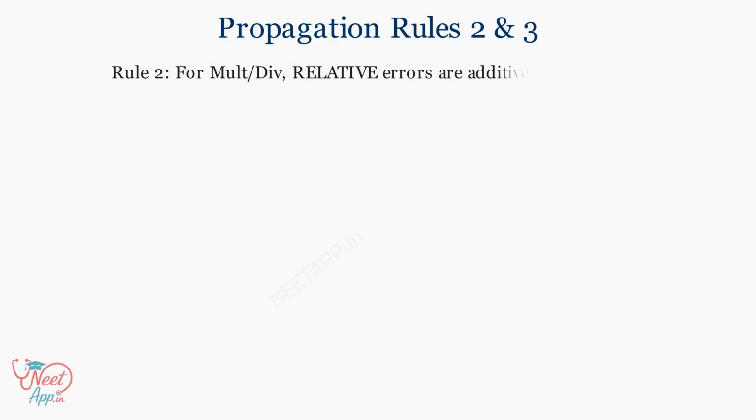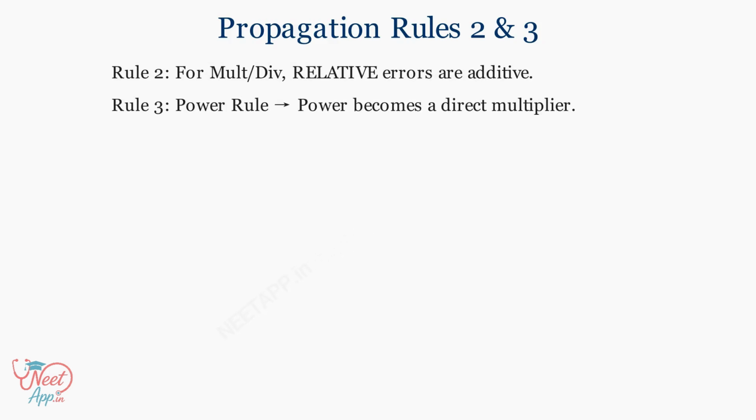Rule number 2, for multiplication and division, relative errors are additive. Rule number 3, the power rule. When a quantity is raised to a power, that power becomes a direct multiplier for the relative error. Which brings us to the ultimate NTA trap, the negative power denominator trick.